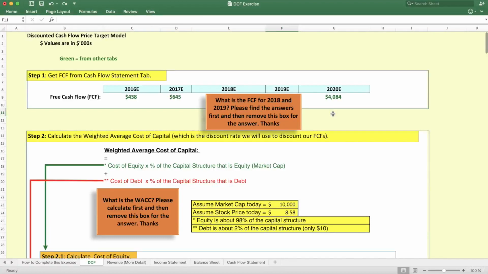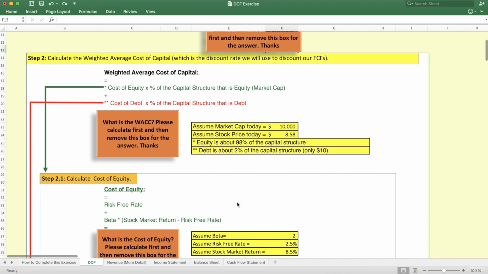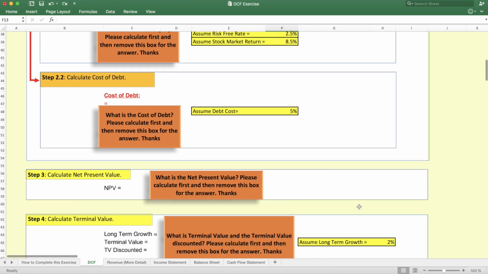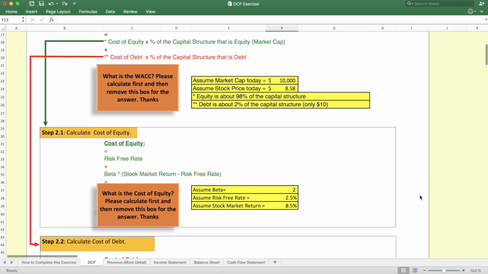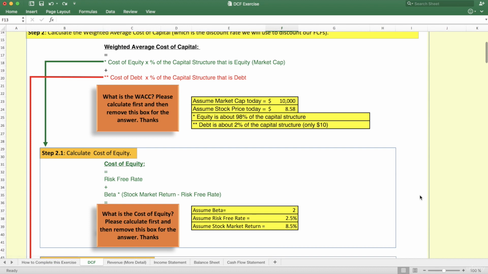Let's talk about the answers to the discounted cash flow exercise. And I really want you to play around with the numbers here, okay? I want you to change numbers on all of these tabs, change the assumptions here as well, everywhere. And I really want you to understand how all these tabs work together and how all these different metrics can change a target price, okay?